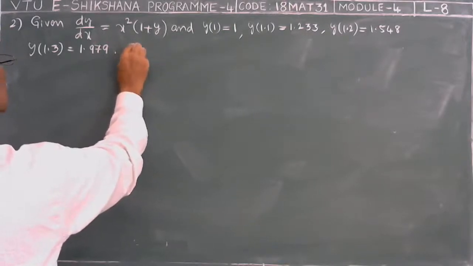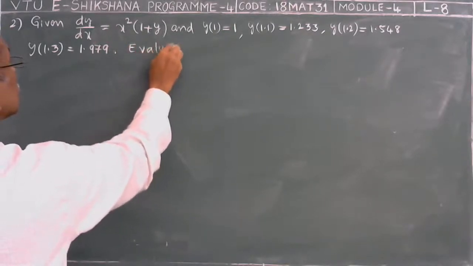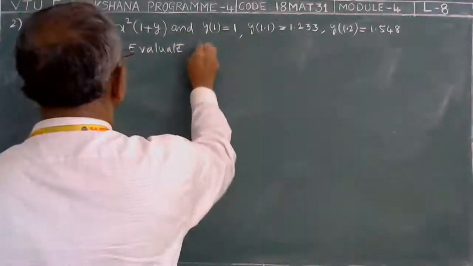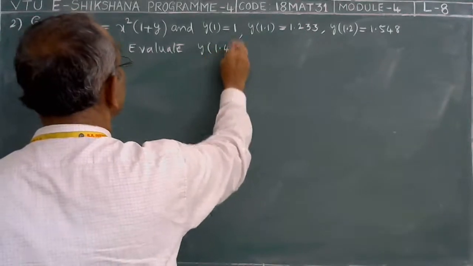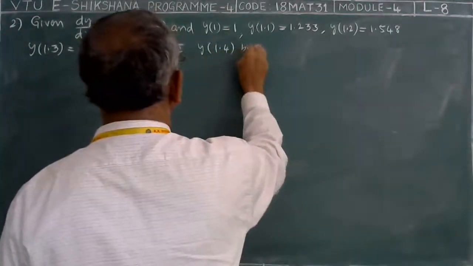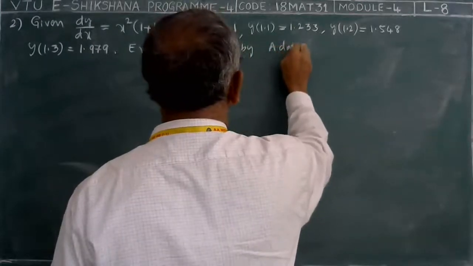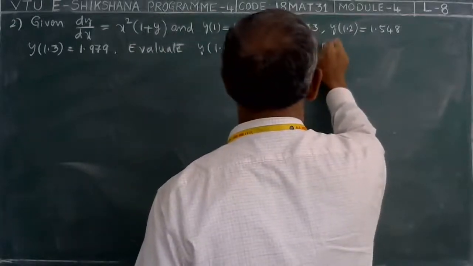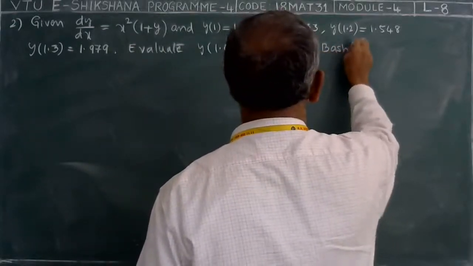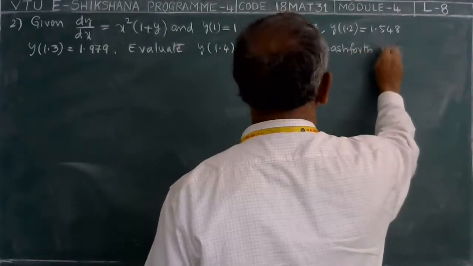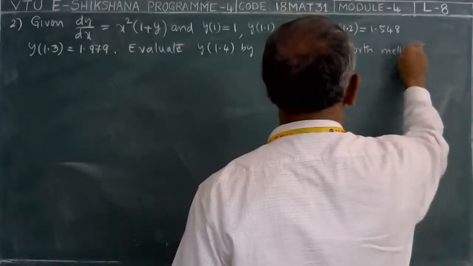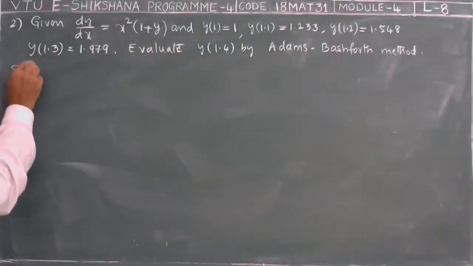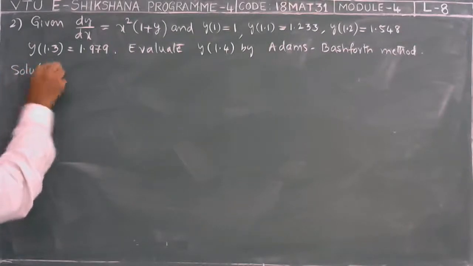Evaluate y at x is equal to 1.4 by Adams Bashforth method. Now, as usual, let us write down what is given in the problem first.